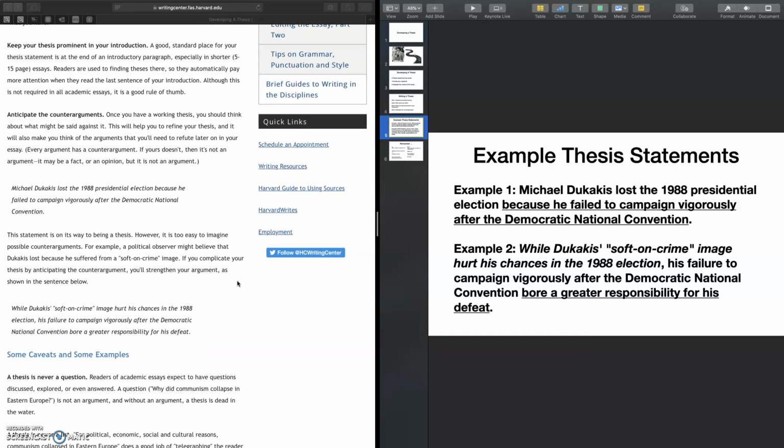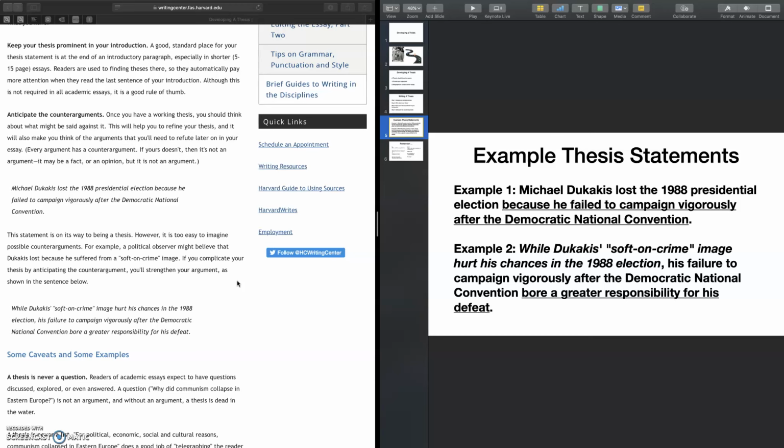The second example corrects for this mistake by including a caveat to address the main counterargument. While Dukakis' soft-on-crime image hurt his chances in the 1988 election, his failure to campaign vigorously after the Democratic National Convention bore a greater responsibility for his defeat. Notice the second thesis says, bore a greater responsibility. That shows the author is making an argument that can be debated, and you know the author will have to defend this position with their support and reasoning, but it does not make a claim that can be easily refuted.